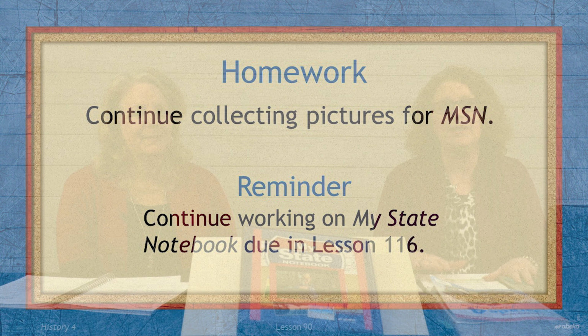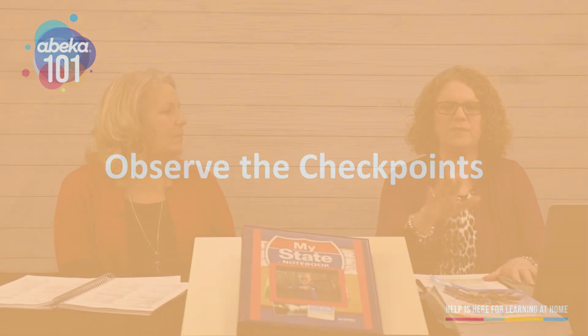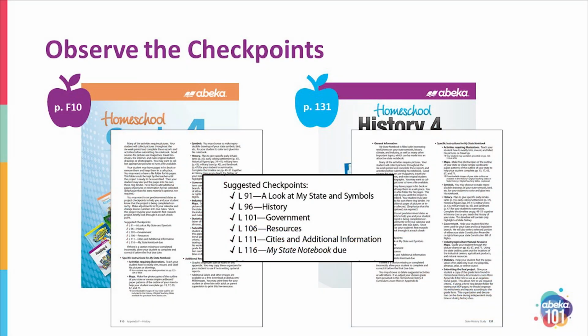Now, this is a 30 lesson project, so step for success number 5 is to observe the checkpoints. We've talked about those weekly overviews, and there are some important checkpoints along the way that will help you make sure that you're staying on track with completing this project. In your video manual, it's on page F10. In your homeschool curriculum lesson plans, it's on page 131.